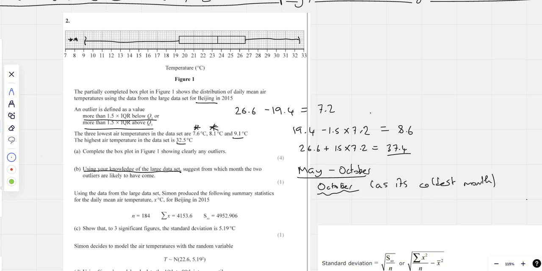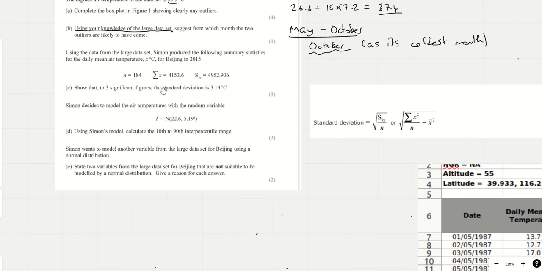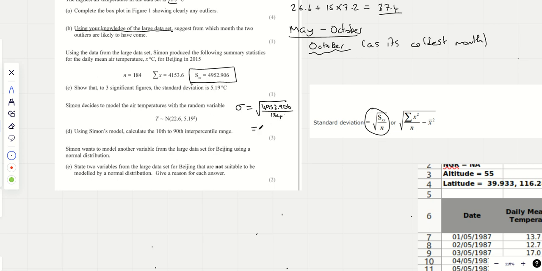We really did. Okay, next we've got the summary statistics, and they asked us to show that the standard deviation is this. Well, if you look carefully in the formula book, this weird Sxx notation, they actually give you the formula for the standard deviation, and it's dead easy. You just have to go, okay, square root of 4952.906, divide it by 184, and that gives you 5.188, which is 5.19 degrees Celsius. Hopefully that's nice and easy.